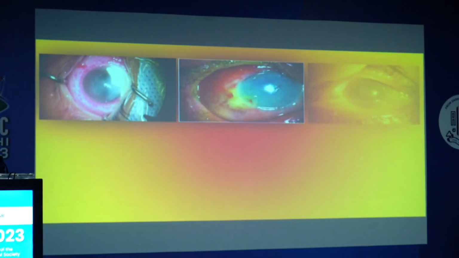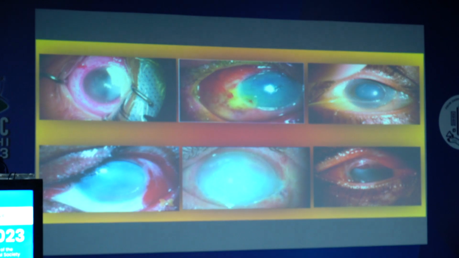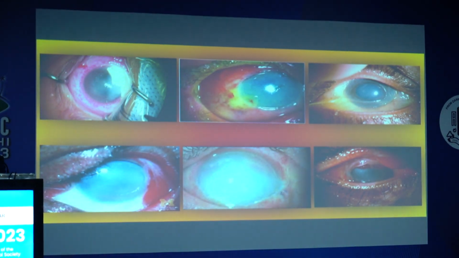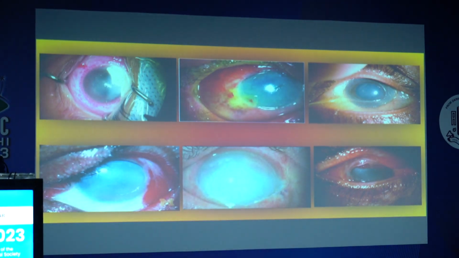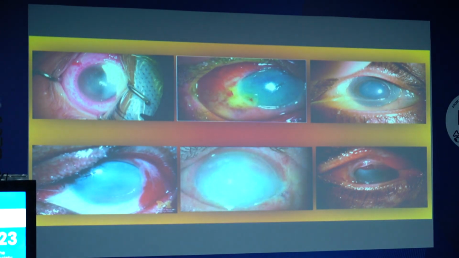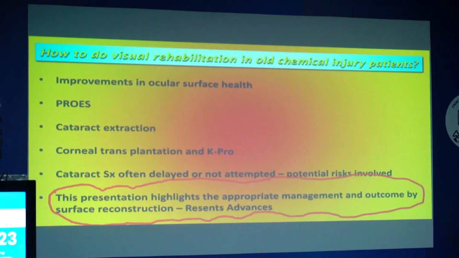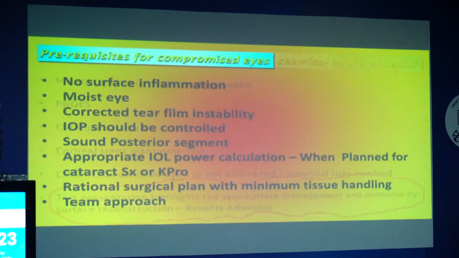If a patient comes with this condition, already treated by your fellow colleagues, it's the time to understand the things. All patients having moderate to severe chemical burns have visual potential. That patient needs special care. You have to send the patient to your fellow cornea colleagues. So I planned the presentation in such a way that it mainly highlights the appropriate management and outcome by surface reconstruction and recent advances.